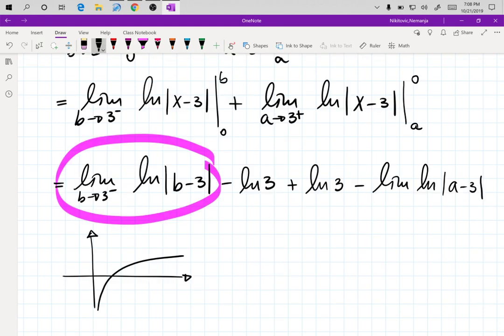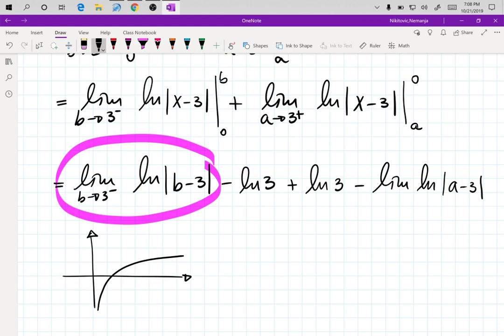What is the limit trying to approach on the x-axis? And what value y does it produce? If you are to plug in b is 3, what do you get? And what's ln of 0? It shoots to negative infinity, right? Do we all see that?